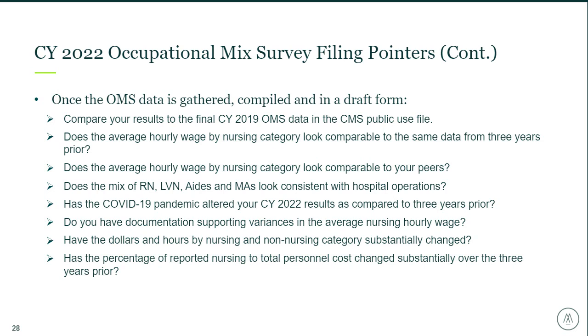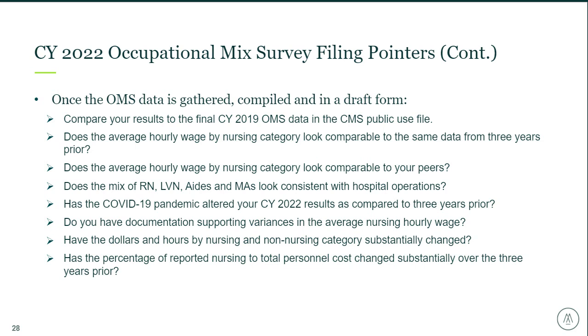Compare the results of your 2022 Occupational Mix Survey to the final 2019 OMS data that was released in the CMS PUF file. Does the average hourly wage by nursing category look comparable to the same data from 3 years prior? Does the average hourly wage by nursing category look comparable to your peers? What about the mix of nursing, the RNs, LVNs, aides, and medical assistants? Does that look consistent with what you know of your hospital operations? I think that's a big key there.